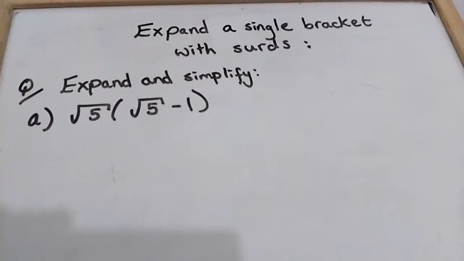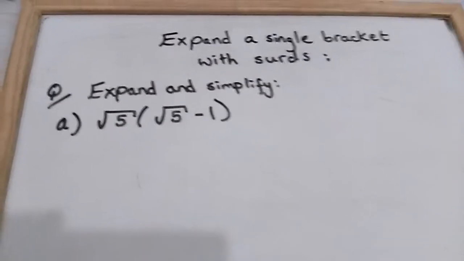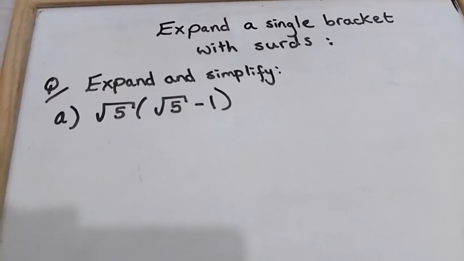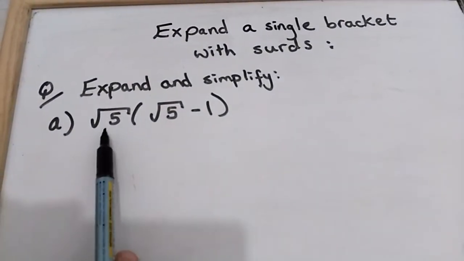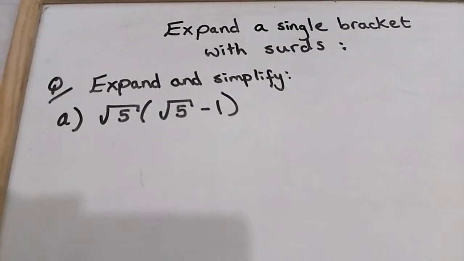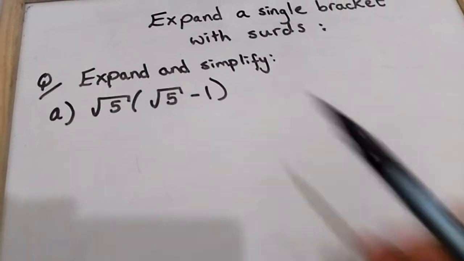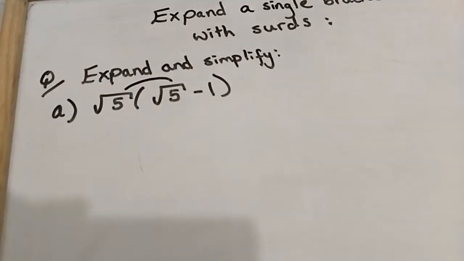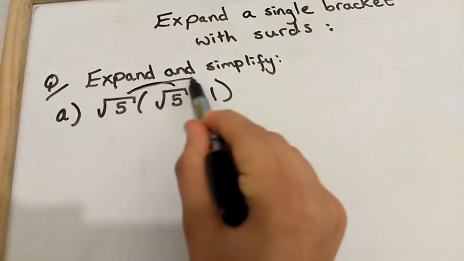It's about expanding a single bracket with surds. The question is expand and simplify. So what we have here is root 5 bracket root 5 minus 1. We use the same rules as algebra, where the root 5 is going to multiply by the root 5 first, and then it's going to multiply by the minus 1.